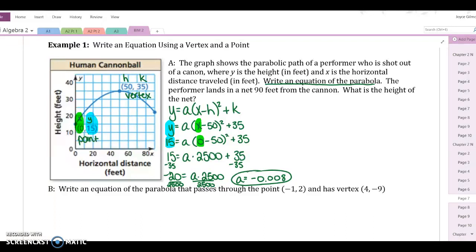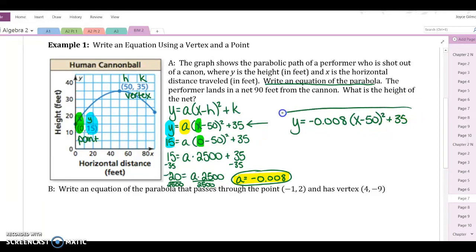All right, does this problem say figure out what a is? No, the problem says write an equation of the parabola. This second step is the most complete version of the equation that we have. The problem is, at this step, we didn't know what a is. Now, we know what a is. So rewrite y equals negative 0.008 times x minus 50 squared plus 35. That is the equation for the parabola that you see on the left.